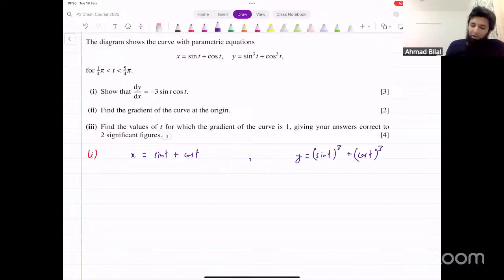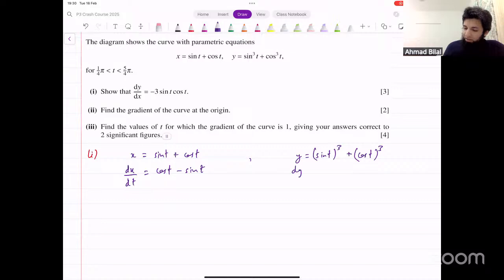Okay, now, what's the derivative of this, dx over dt? Derivative of sine is cos, so it becomes cos of t. Derivative of cos is minus sine, so it becomes minus sine t. That is dx over dt.